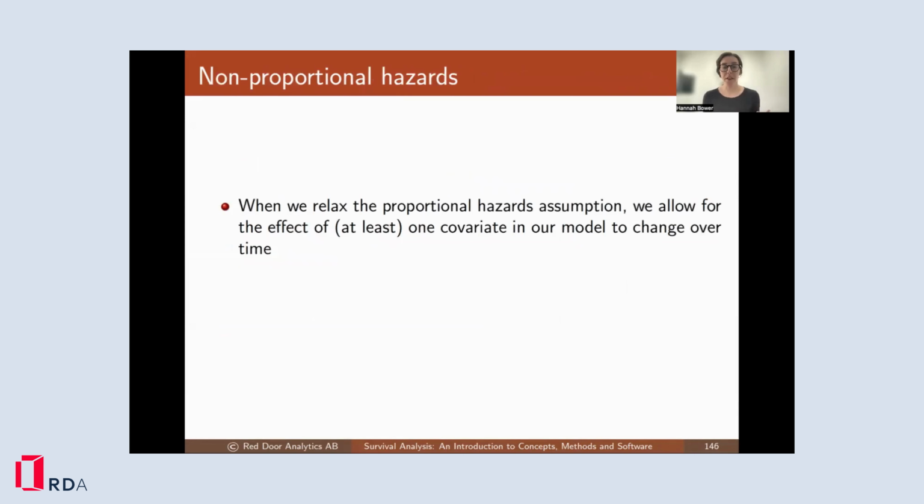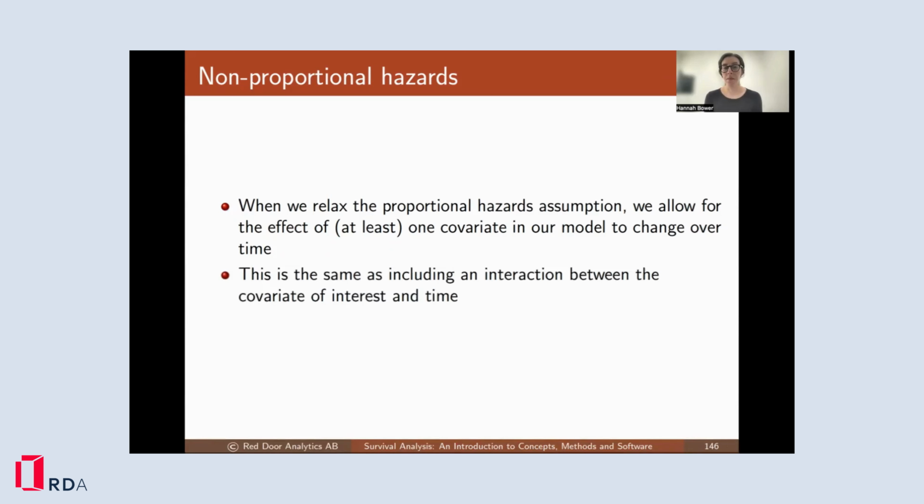So the opposite of assuming proportional hazards is assuming non-proportional hazards, or allowing for non-proportional hazards. So when we relax the proportional hazards assumption, we allow for the effect of at least one covariate in our model to change over time, which is the same as including an interaction in our models between the covariate of interest and time. And this basically means that we will get a hazard ratio out of our model that varies across our timescale.